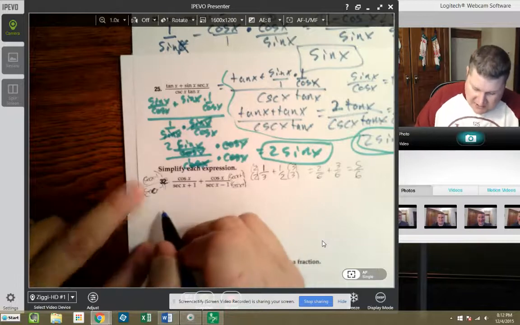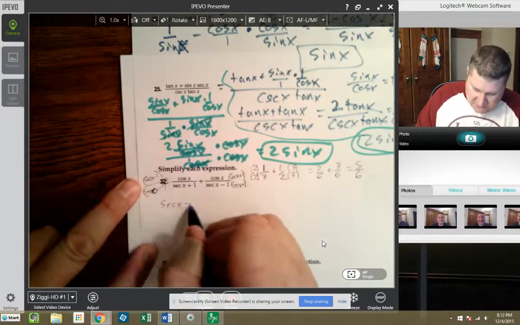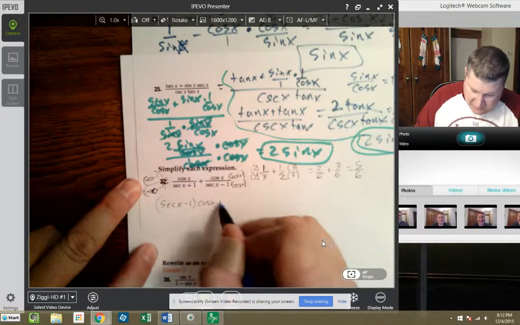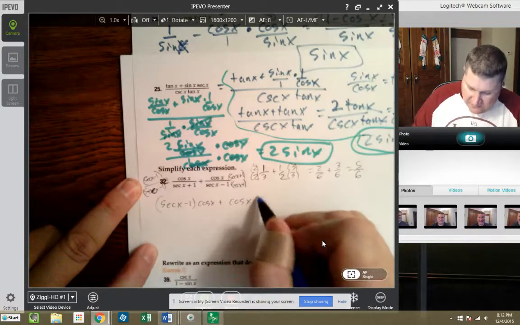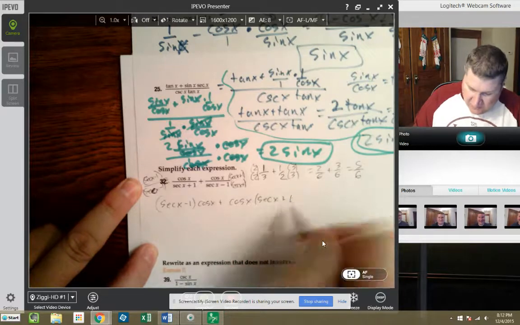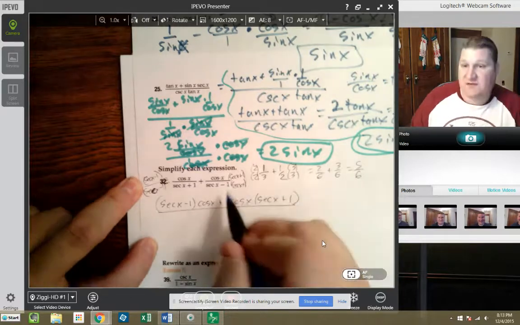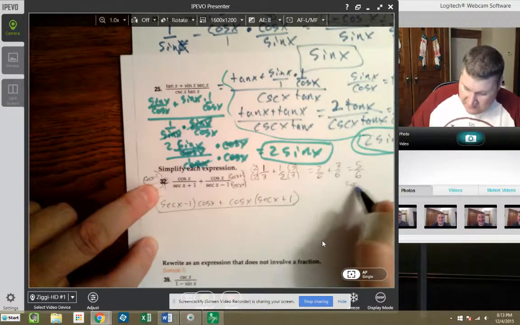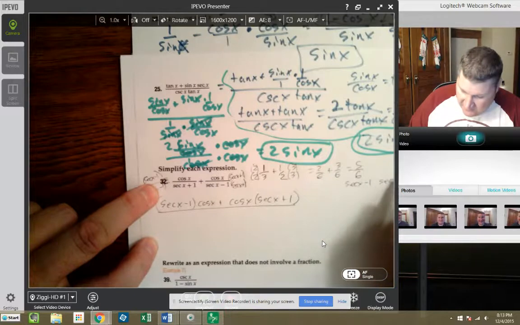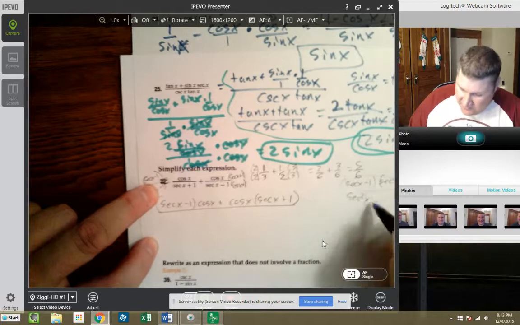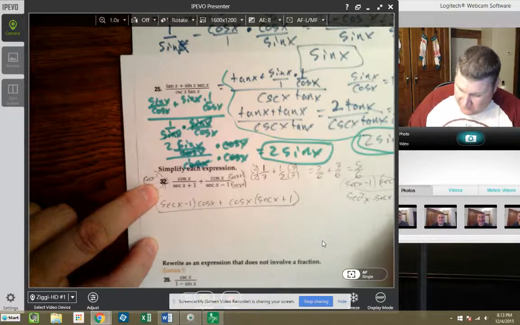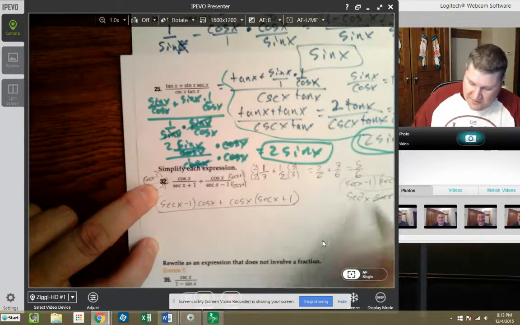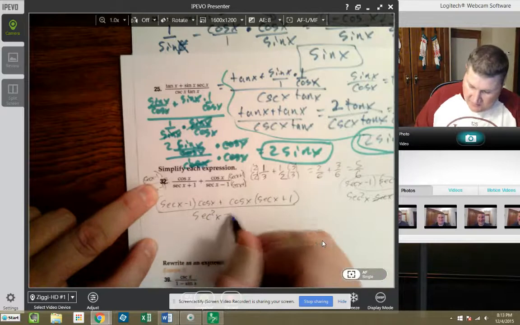In which case I have secant x minus 1 times cosine x plus cosine x times secant x plus 1, all over... Now, since this is a 2-part by a 2-part, I'm going to have to FOIL it out. Secant x minus 1, secant x plus 1. This to this, secant squared x minus secant x plus secant x minus 1. Now the two middle terms go away, and I'm left with secant squared x minus 1.